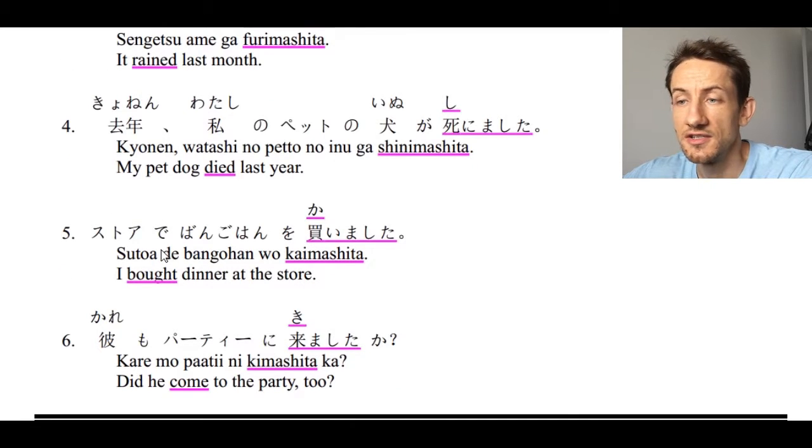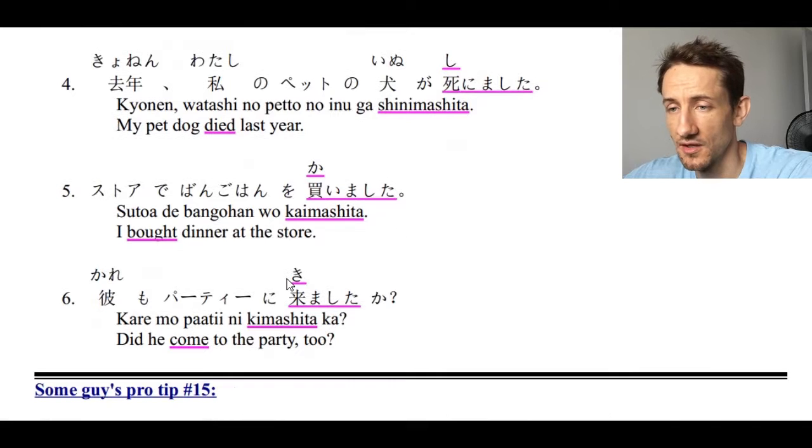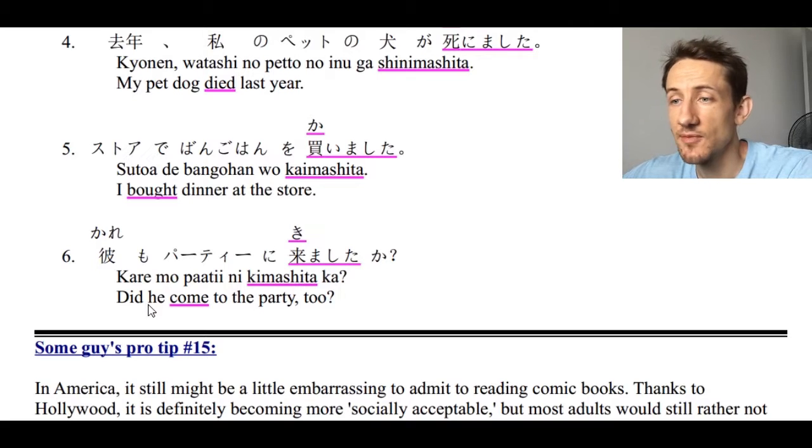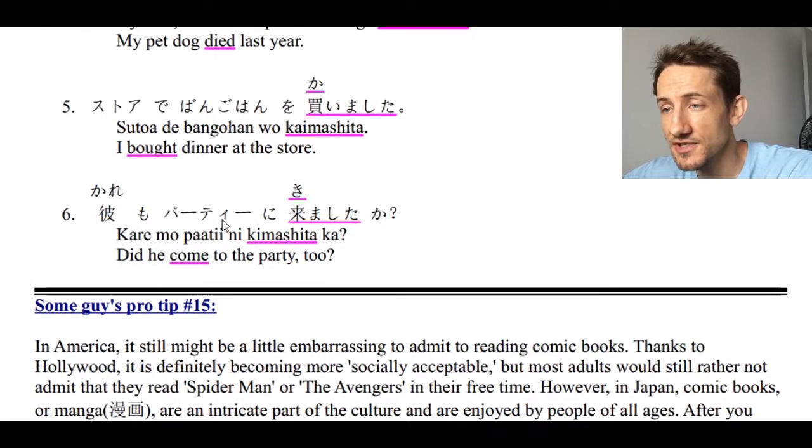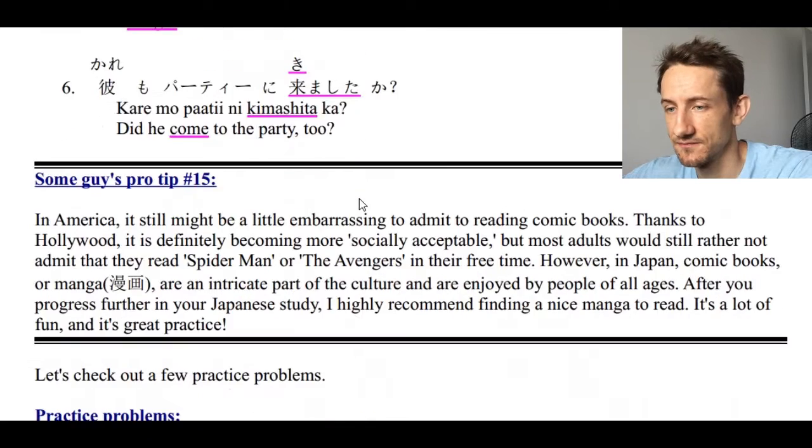Number 5, ストアで晩ご飯を買いました. I bought dinner at the store. Number 6, 彼もパーティーに来ましたか? Did he come to the party too? And please notice how all these verbs are in the past tense.